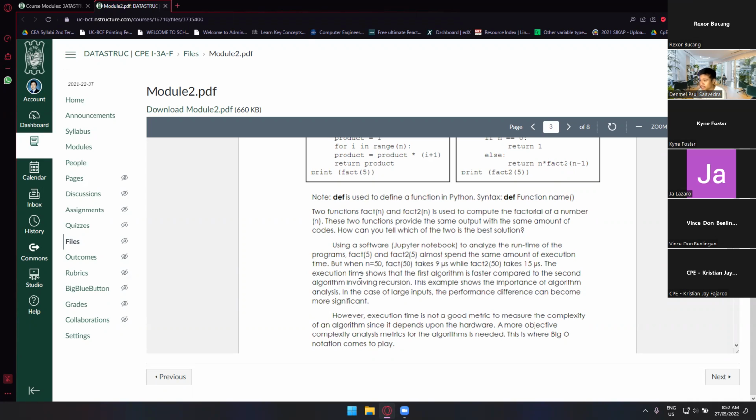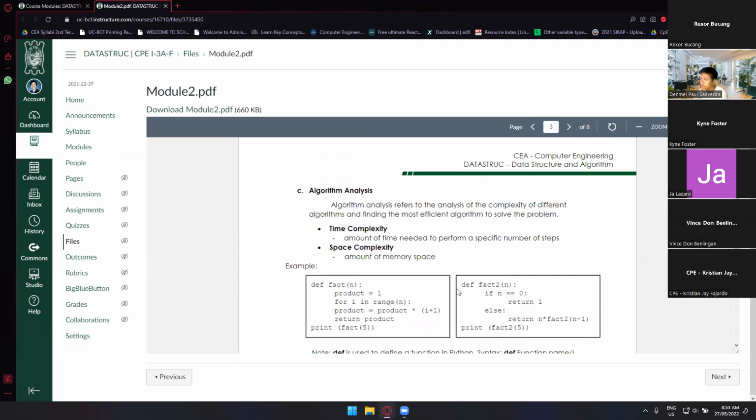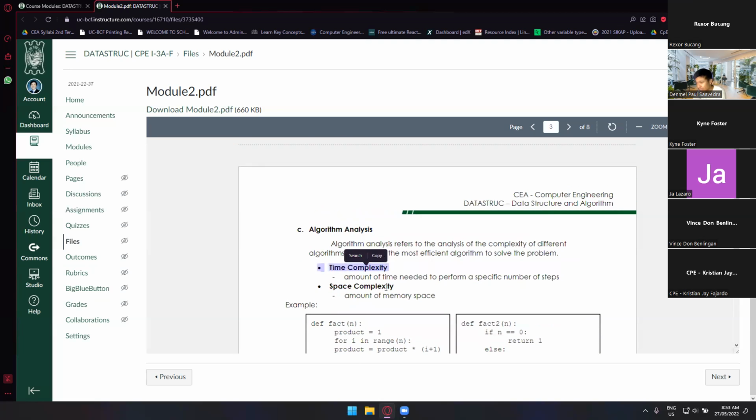Okay, so the execution time shows that the first algorithm is faster compared to the second algorithm involving recursion. So this example shows the importance of algorithm analysis. In the case of large inputs, the performance difference can become more significant. So yes, we could say that at first they are equal, let's say the first 10 values or first 15. But when it comes to bigger inputs, let's say 50, 100, 500, that is where you will see the difference.